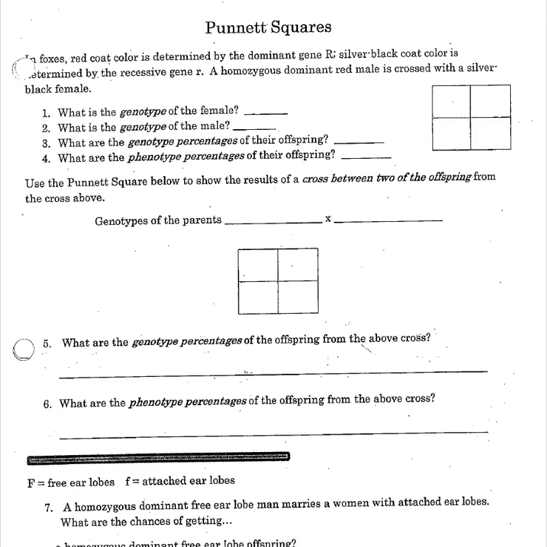In boxes, red coat color is determined by the dominant gene, big R. So it's defining our trait for us in the question. Silverback is a coat color determined by the recessive little r allele. I'm still going to write this out. Big R is for a red coat, and my little r is for the silver black coat. It just helps you having those alleles defined in front of you when you are solving this type of problem.